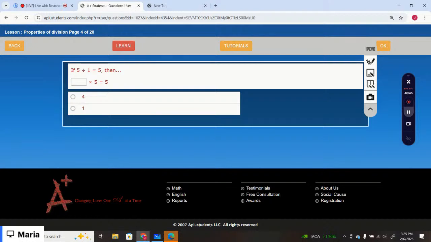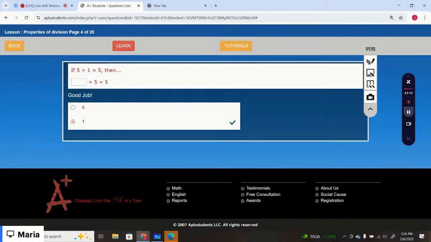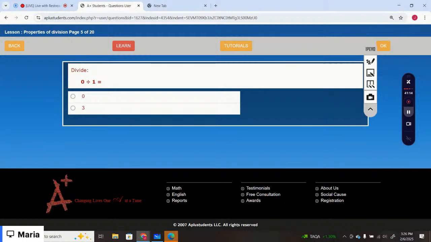If 5 divided by 1 equals 5, then 1 times 5 is 5. Very good. Option number 2 is the correct option. 0 divided by 1.